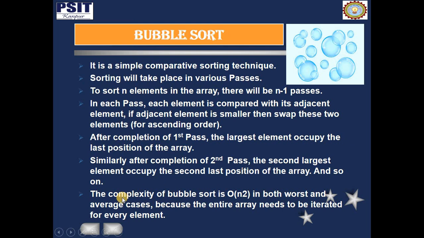So if we talk about the complexity of bubble sort, it will be on the order of n square, right, in both the cases, in worst case and in average case. But in the best case, when the array is already sorted, then it will be on the order of n.